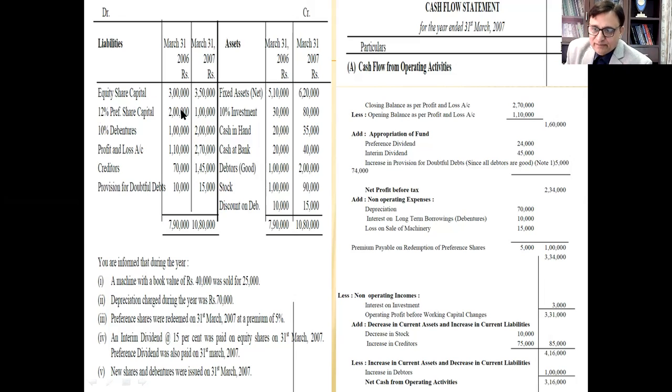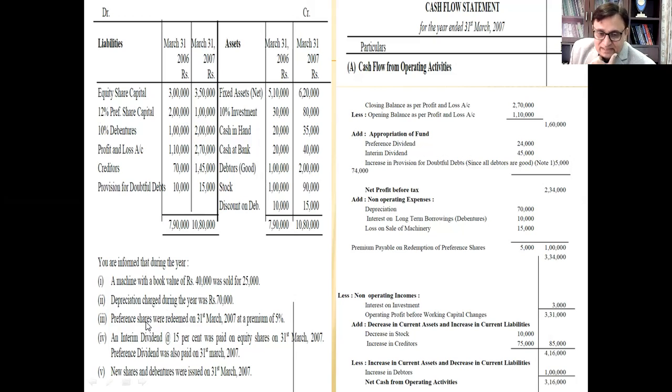So 2 lakh was the opening balance. On this, 12% preference dividend will be paid. That becomes 24,000. Since it is deducted from the profit, we add it back now. So preference dividend of 24,000 will be added.